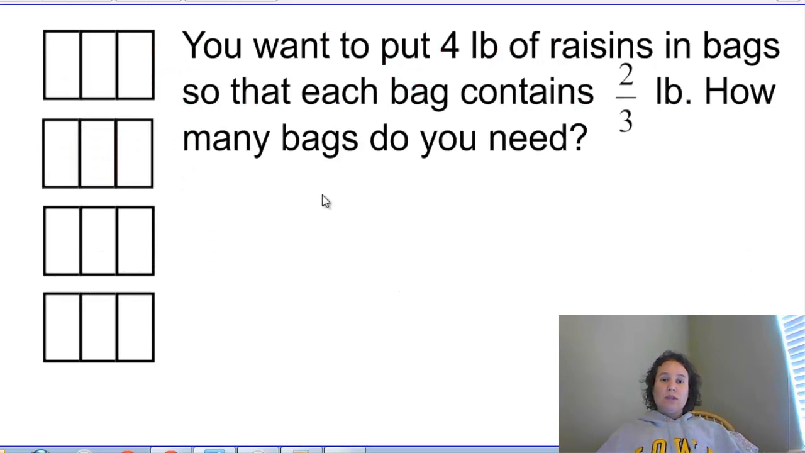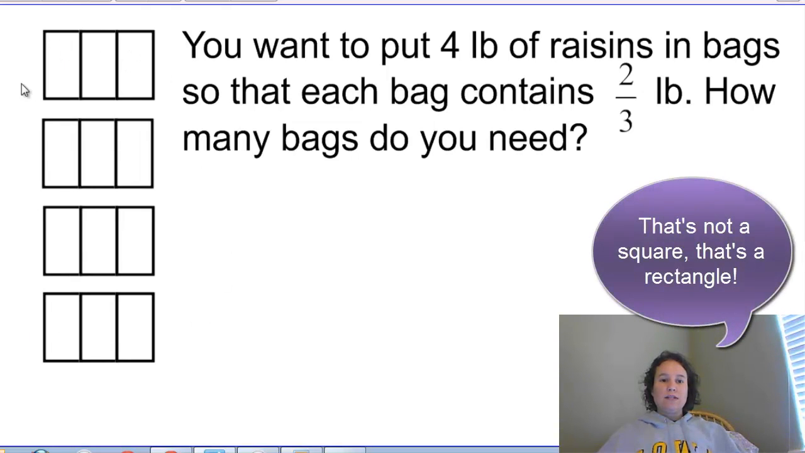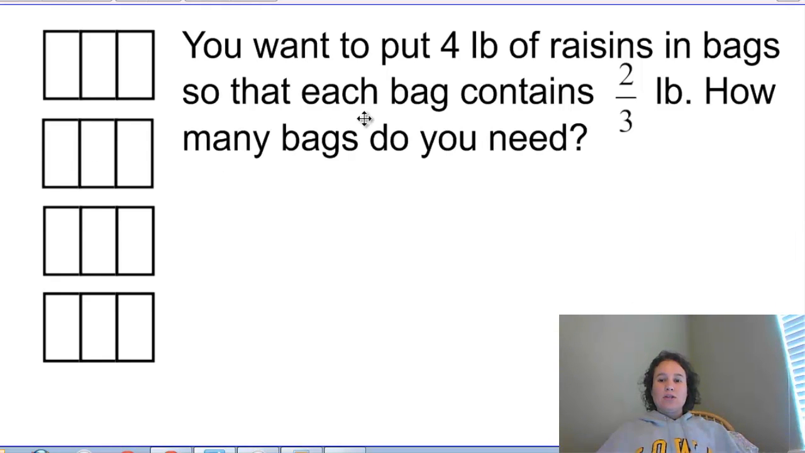If I want to visualize what it looks like to divide a fraction, or divide by a fraction, pretend I have 4 pounds of raisins. So each one of these squares here represents 1 pound of raisins. And I want to divide those up into bags so that each bag contains 2/3 of a pound. And I want to know, well, how many bags can I make with these 4 pounds? So I'm going to take my pounds that I've divided each one up into a third, and I'm going to figure out how many groups of 2/3 can I make with my 4.